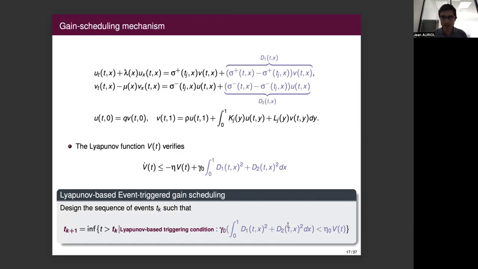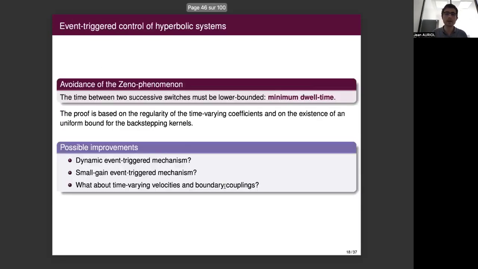So the proof is a bit technical. You need an additional condition, but it relies on this strategy. Okay. Again, you can show that you do not have any Zeno phenomenon, and the proof is based on the regularity of the time varying coefficient.